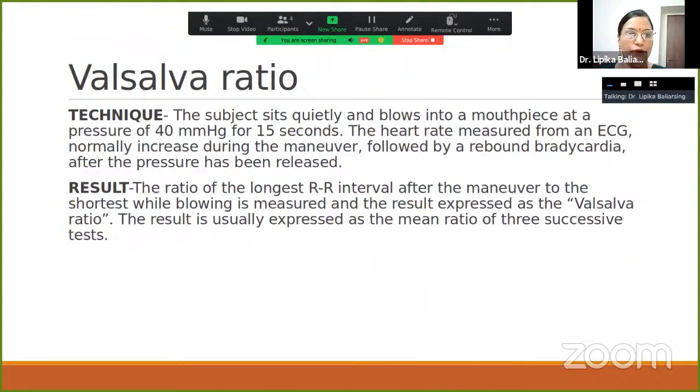Coming to the Valsalva ratio, how do we elicit it? The patient sits quietly and blows into a mouthpiece at a pressure of 40 millimeters of mercury for 15 seconds. The heart rate, measured from an ECG, normally increases during the maneuver, followed by a rebound bradycardia after the pressure has been released. So mark it: the heart rate will increase first and then there will be a rebound bradycardia. The ratio of the longest RR interval after the maneuver to the shortest while blowing is measured, and the result is expressed as the Valsalva ratio. This result is usually expressed as the mean ratio of 3 successive tests.